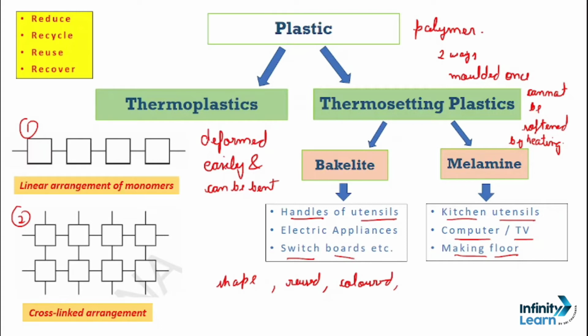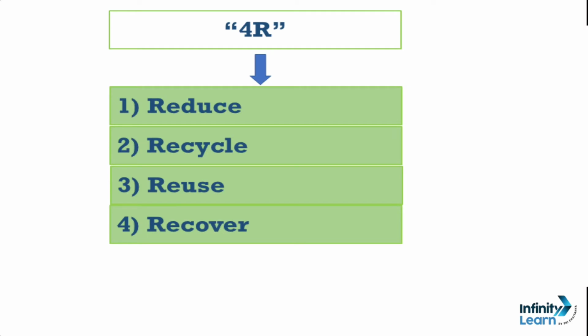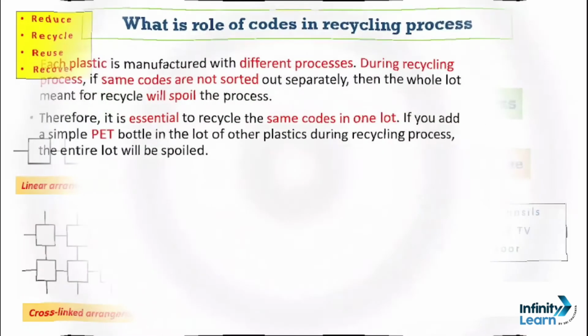So there are mainly 4 R's that you can apply in your life, and it will be very helpful for us as well as our environment to safeguard us from the problems that are created by these plastics. First is reduce, second is recycle, third is reuse, and our last is recover. So now let's move to our second topic.